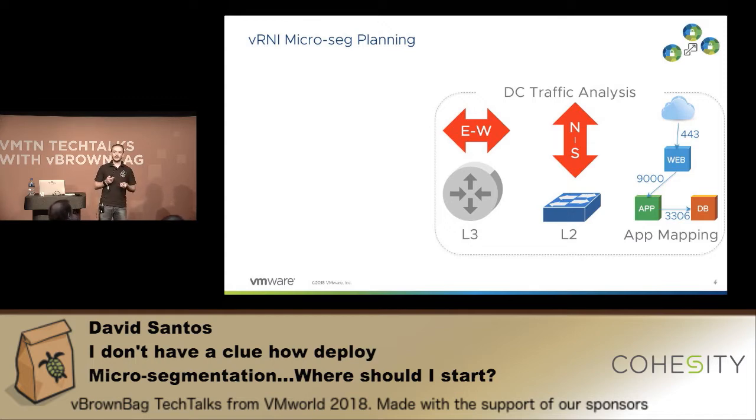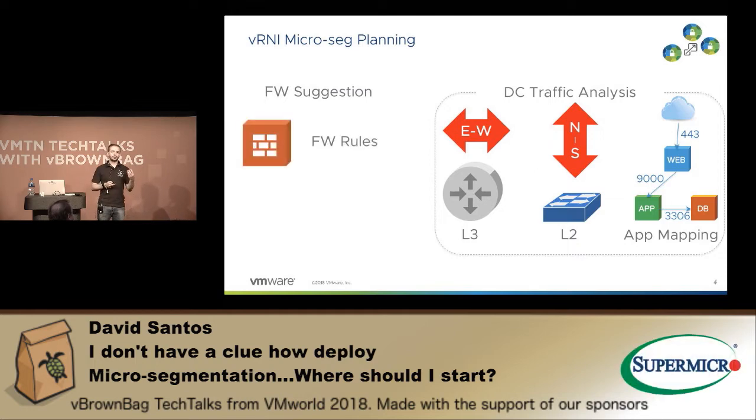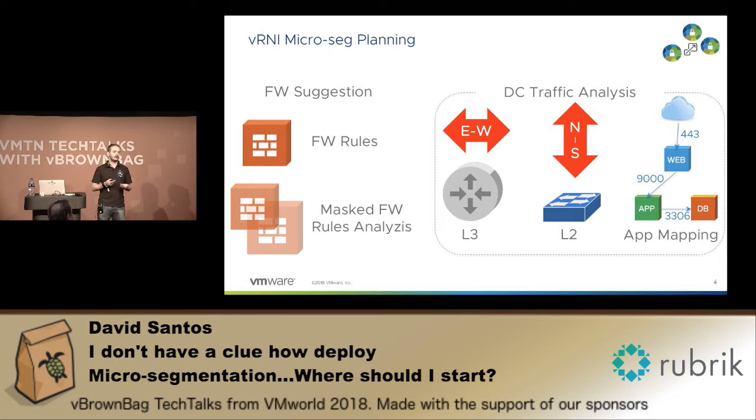After this analysis, it will help us by suggesting the firewall rules that you need to deploy a zero trust architecture in our environment. It will suggest the firewall rules that you need, and it will also analyze which rules are masked, or check the rules that you have that overlap with other rules.